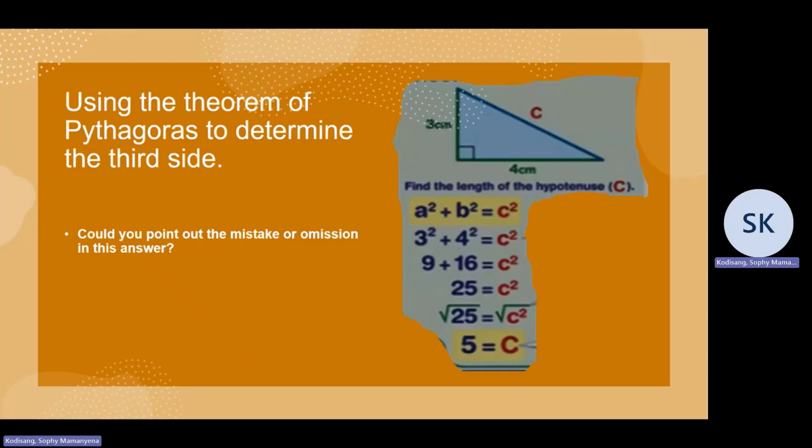Now there's a question on the side to say, could you point out the mistake or the omission in this answer? Yes, of course, because we are dealing with dimensions. The omission from this solution is the fact that the unit of measurement is not included. So the correct answer in this case should be 5 centimeters.